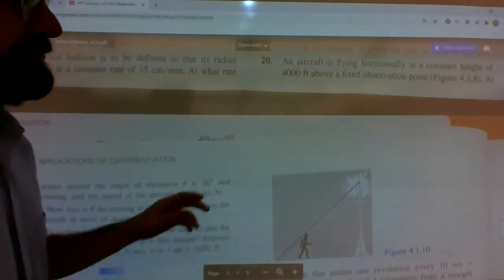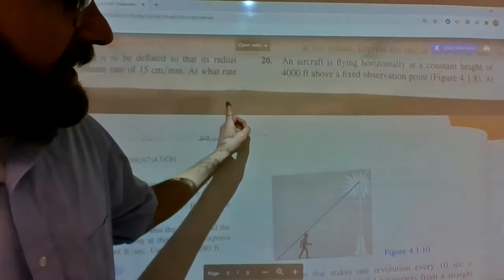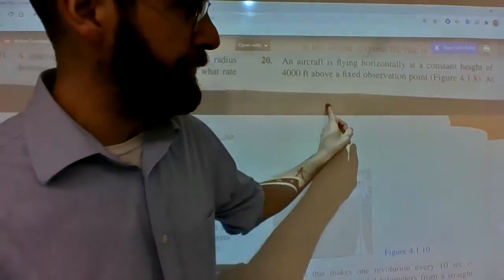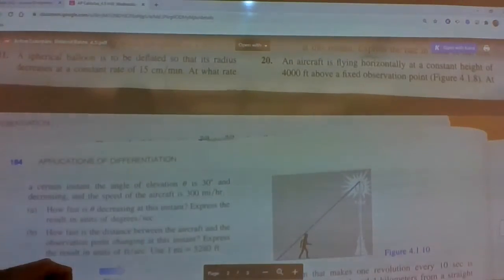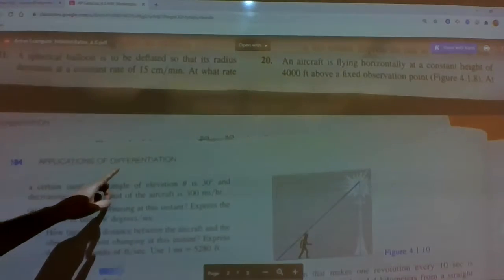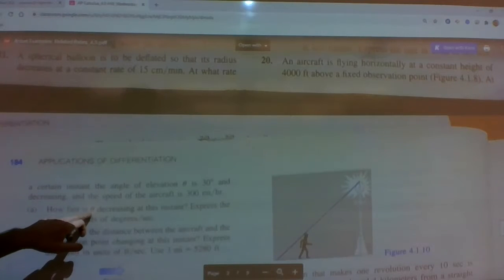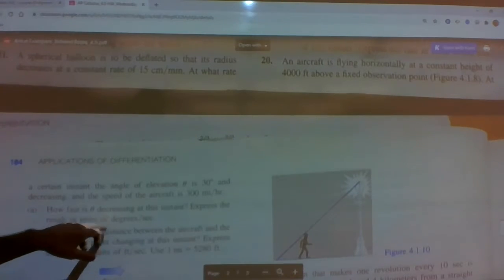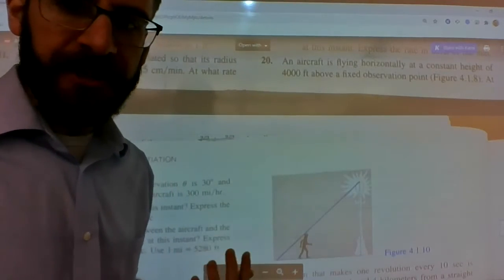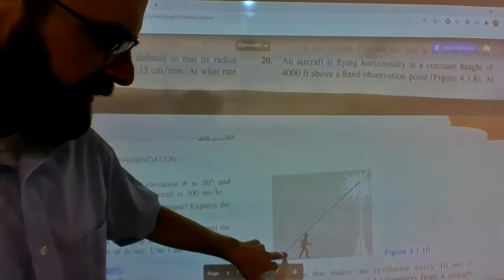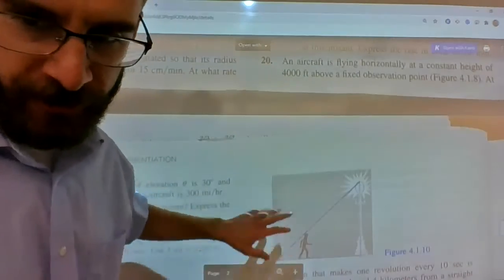It says an aircraft is flying horizontally at a constant height of 4,000 feet above a fixed observation point. There's a figure below this, but I'm not going to scroll down to it. At a certain instant, the angle of elevation theta is 30 degrees and decreasing, and the speed of the aircraft is 300 miles per hour. They're asking us to figure out how fast theta is decreasing at that instant, expressing the result in degrees per second. So the first thing we should probably do is get a good picture for it. So it's not this picture of the guy doing whatever he's doing down here with the lamp.